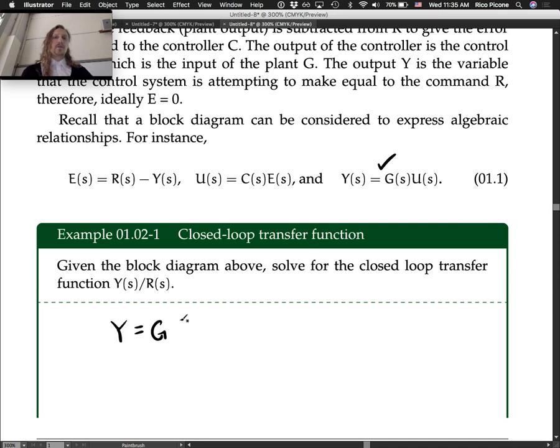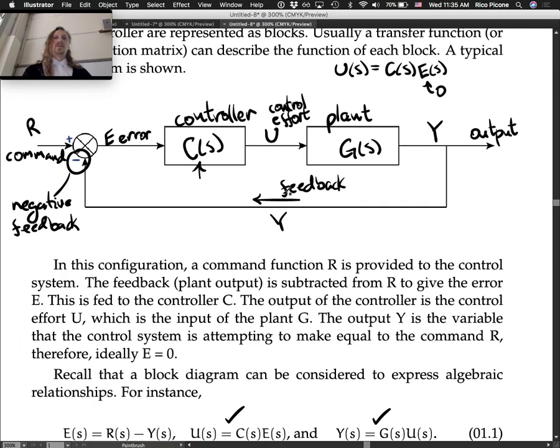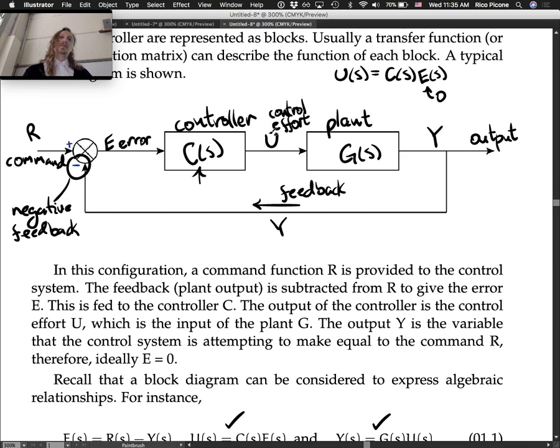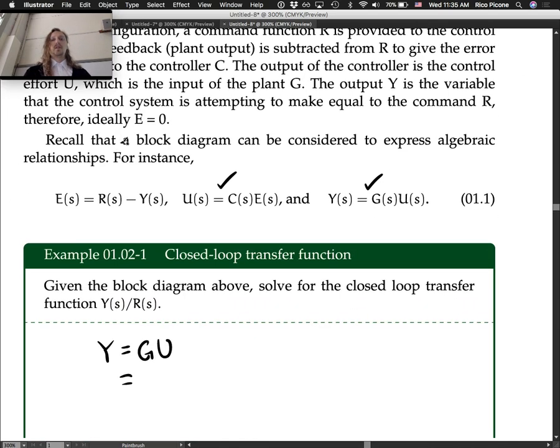So Y equals GU. And let's plug in this expression for U, that it's equal to CE, which up in the block diagram is just saying U is equal to CE. So G is still there. U is now equal to CE.